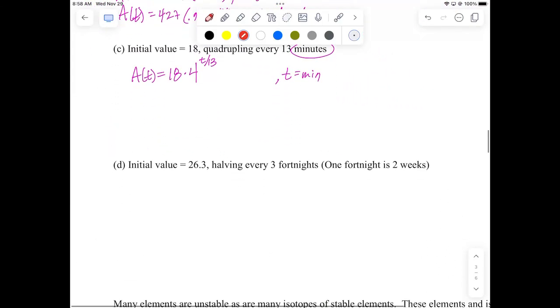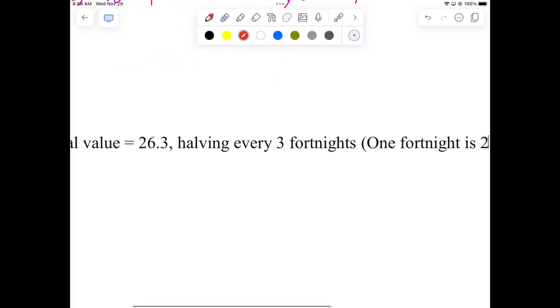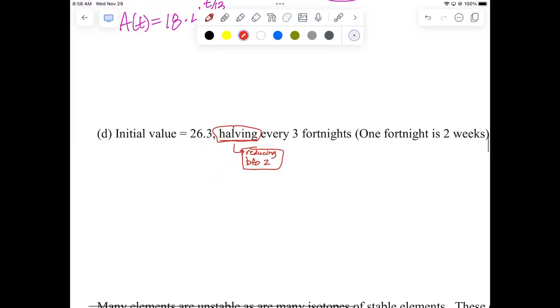We're on part D. So the initial value is 26.3, and it halves every 3 fortnights. Now, I said halves every 3 fortnights, but that's the same as reducing by a factor of what? Well, it's reducing by a factor of 2. Halving is the same as reducing by a factor of 2. If our initial value is 26.3, which is the distance a full marathon is running, I guess the point I'm making in light of our warm-up is what would the base be if we're halving it? It'd be 1/2. What would the base be if we're reducing it by a factor of 2? It would still be 1/2, right? Those two are the same.